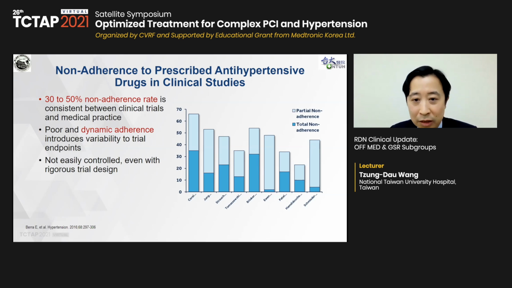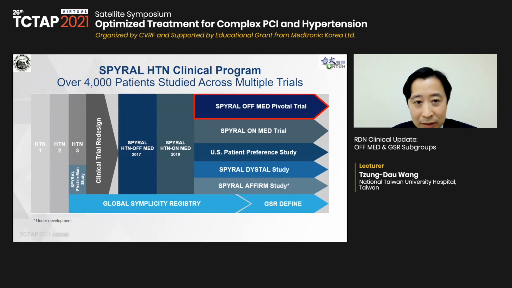So for such a chronic disease, we do need a long-term strategy that can provide a sustained blood pressure reduction, and device therapy using the renal denervation strategy is a very reasonable option. With regard to renal denervation, the Simplicity system is the most widely studied system. Up to now, the SPYRAL HTN-OFF MED trial has been published, and the ON MED trial, and the OFF MED pivotal trial.